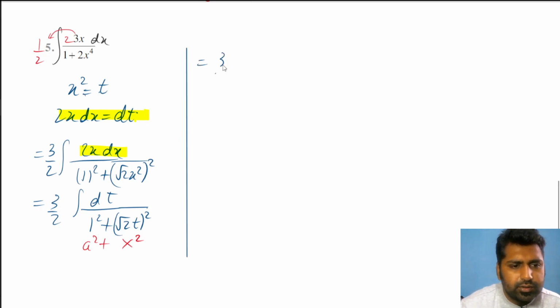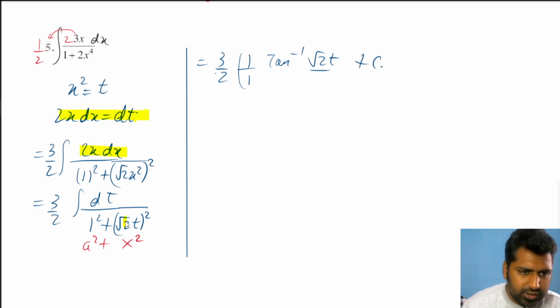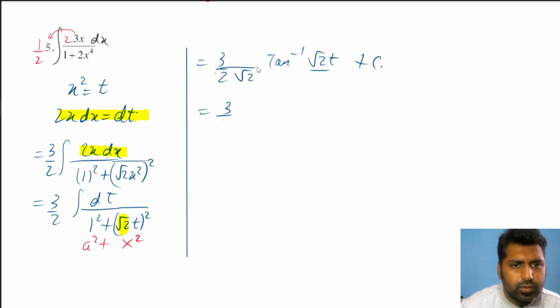Now let's continue. 3 by 2, this is x square plus a square, so 1 by a is 1, so 1 by 1 tan inverse capital X. What is our capital X? Root 2t by a is again 1 plus c, but remember the coefficient of the variable, this time it's t, so another root 2 will come. So basically 3 by 2, if we readjust this, this is 3 by 2 root 2 tan inverse root 2t plus c. This is the answer of this question.